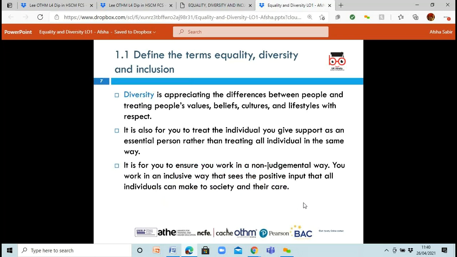So it's to appreciate all the differences between people, respect their values, beliefs and cultures and their lifestyles. Give them the support that you can. Treat them as individuals and make sure that you work with them in a non-judgmental way. So like I said, it doesn't matter. There's some things you might not agree with, some things you will agree with. That's regardless of whatever your own beliefs are, you need to try and treat everybody equally.